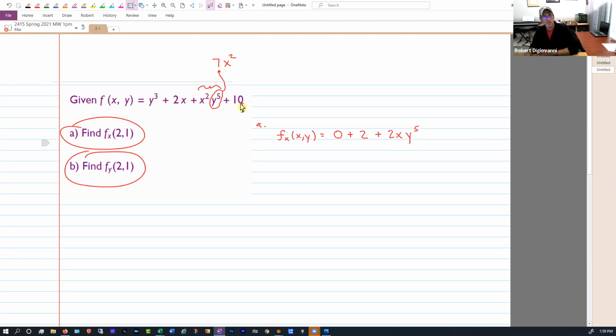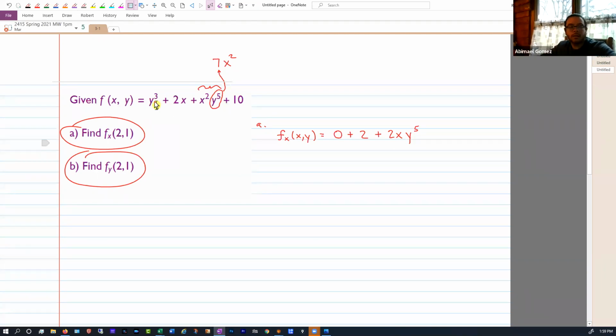Why was the y cubed affected, but not the y to the 5th? Good question, because there was no x attached to it. It'd be like the derivative of a constant by itself. The derivative of any constant by itself is always 0. But if it's attached to a function of x, then it just comes for the ride when you take the derivative. That makes sense? Yeah, I think I got it.